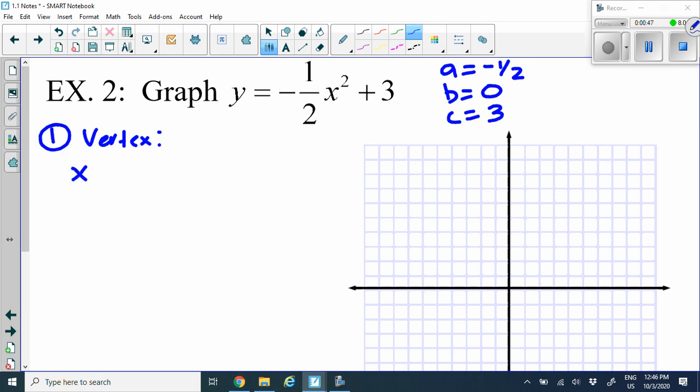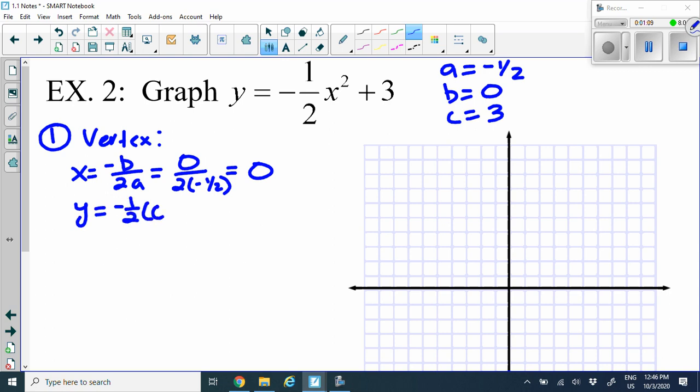So we have x equals opposite of b over 2a. Our opposite of b is just going to be 0 over 2 times -1/2. And basically that will just give us 0, because 0 divided by anything gives us 0. Okay? Now to find the y value, we plug 0 back into the original equation. So y equals -1/2 times 0 squared plus 3. I get 0 plus 3, which gives me 3. So my vertex is 0, 3.